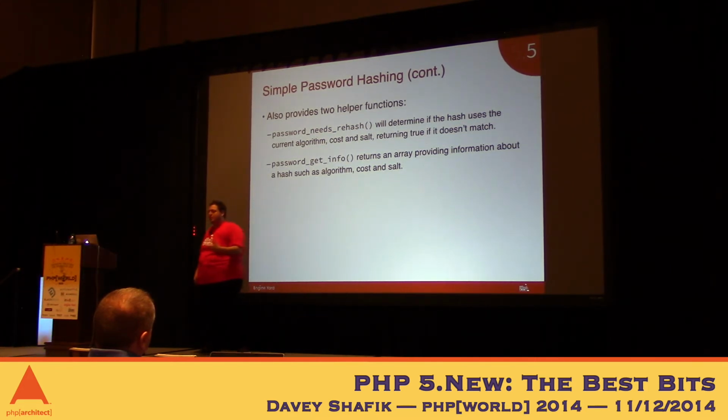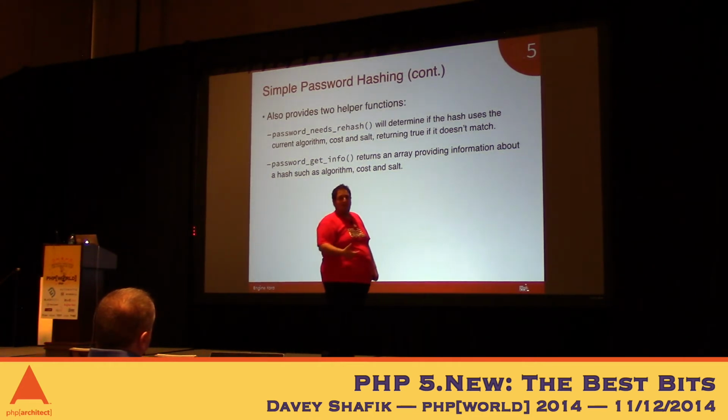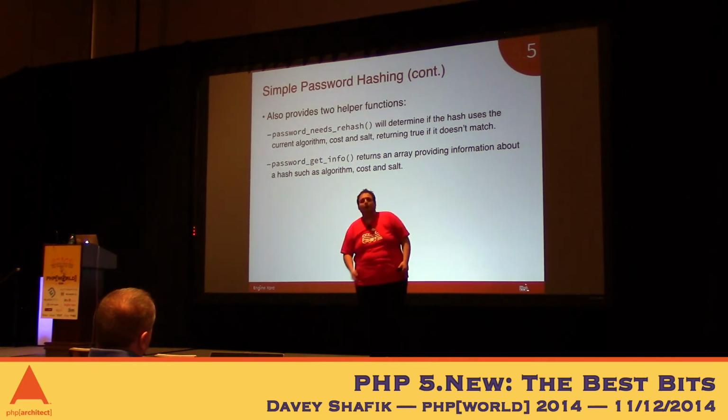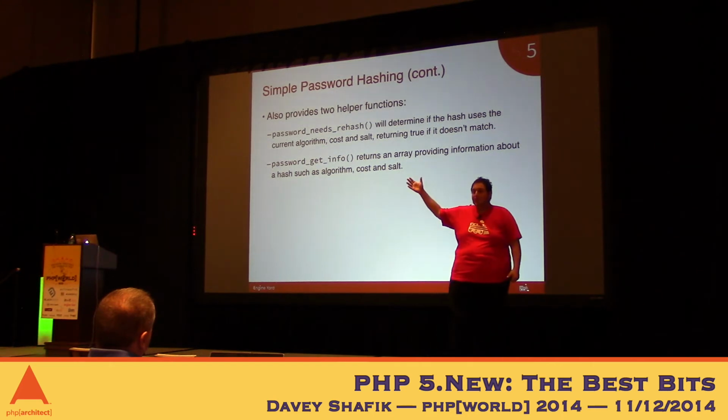You pass in the same set of arguments that you pass into password hash, and it'll tell you, does the password or the hash that you have meet those requirements? So if you change your cost, then it will say, oh, this one's using the old cost. Yes, it needs rehashing, please do that. If password default changes to a different algorithm, it'll go, yes, it needs rehashing.